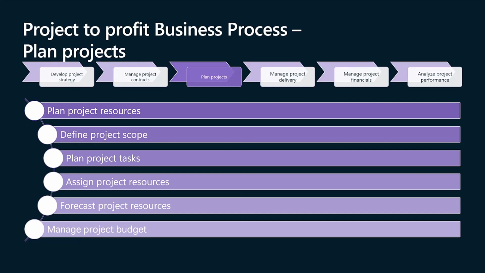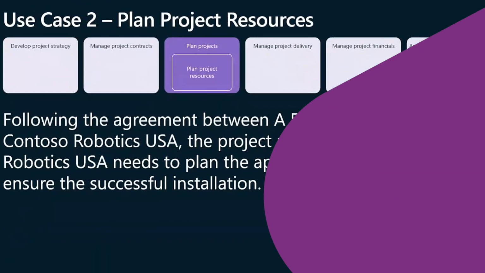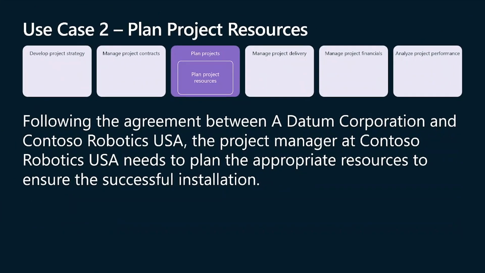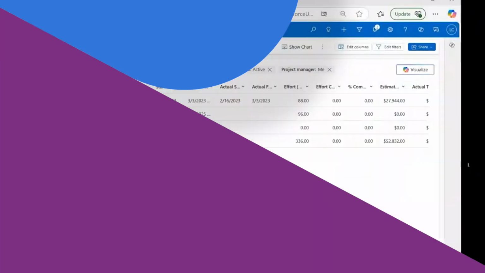So we tried our best to capture most of the L3s as per the industry standard processes. Now let's see a use case here. I picked up plan project resources to demo this in project operations. So the use case is project manager at Contoso Robotics needs to plan the appropriate resources to ensure the successful installation. So let's see how a project manager can plan resources to complete the specific project tasks with the help of a resource recommendation feature in Dynamics 365 project operations.